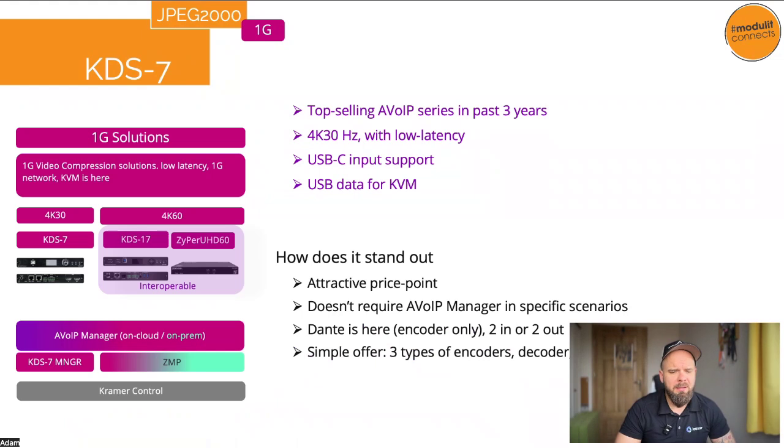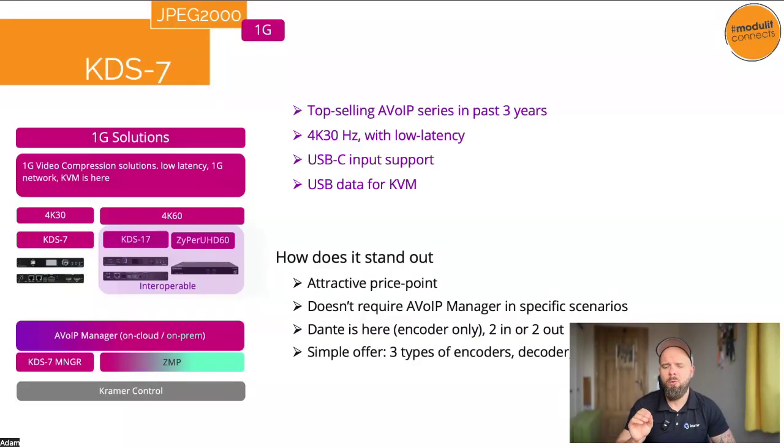So let's go beyond H.264/265. Let's go to JPEG 2000, or an iteration of this AV over IP codec. KDS7 from Kramer is actually one of the best you can get for the price. What is this exactly? KDS7, I can say, is the best selling AV over IP product if we take into consideration the past 3 years in our company. Why? Because the quality or functionality to price ratio is quite good.